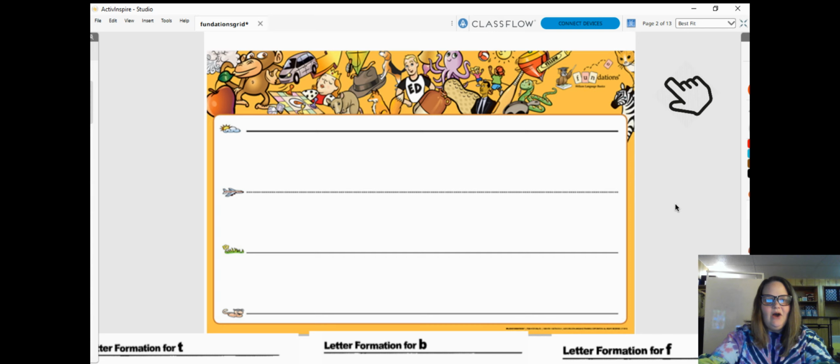All right, boys and girls, now it's time for us to look at our writing grid, okay? So remember, we have 4 different really important lines on our writing grid. We have our skyline, we have our plane line, we have our grass line, and our worm line.